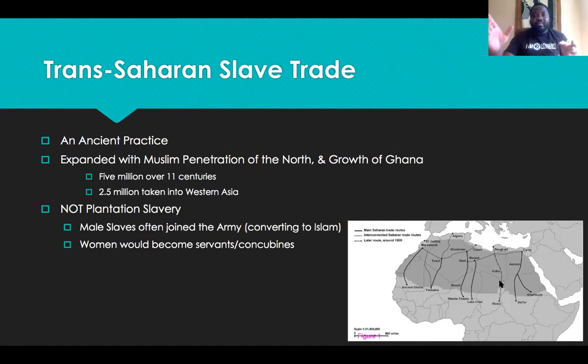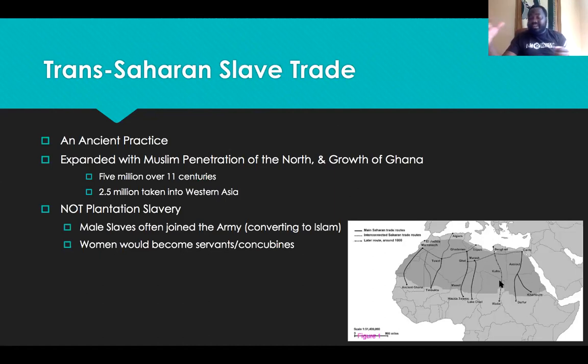So these are some of the dynamics of the trans-Saharan slave trade, right, which lasted right up until the 19th century or so. And just to show the nature of this, some of the people who had been enslaved in the trans-Saharan slave trade ended up rising up and taking powerful office in their North African and even Western Asian communities. So it just shows that it was a different form of enslavement.